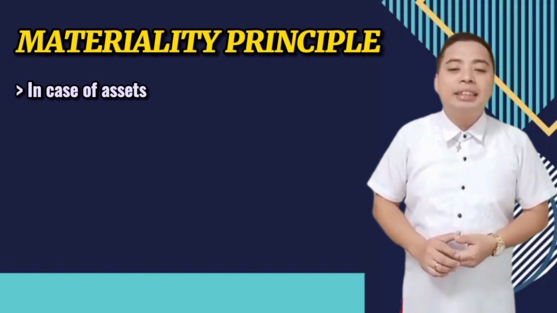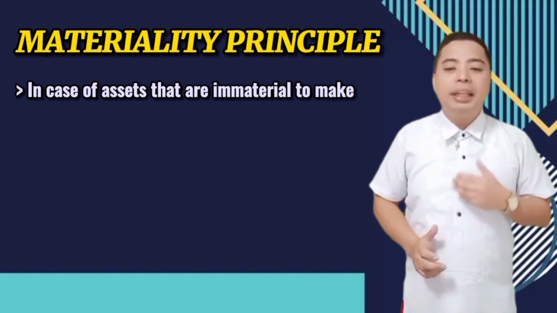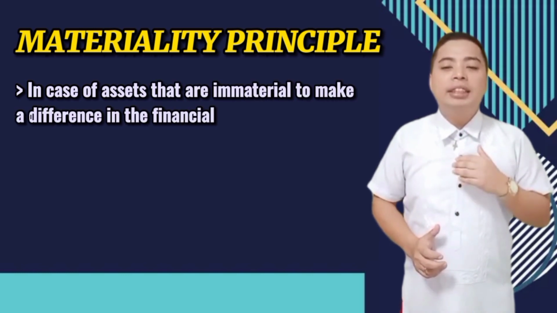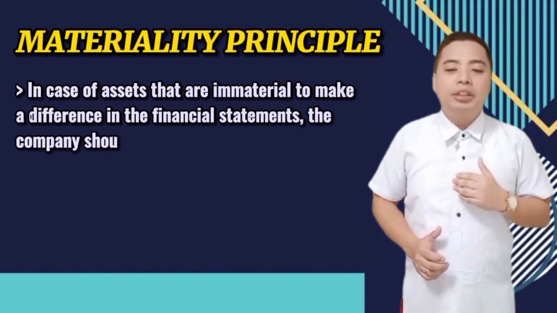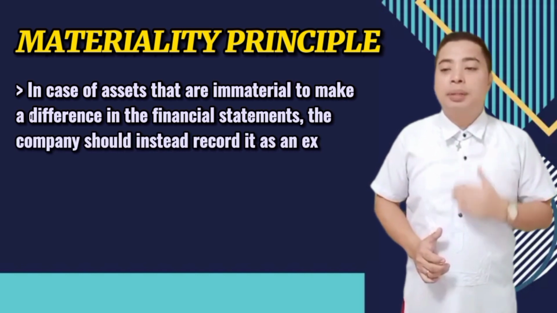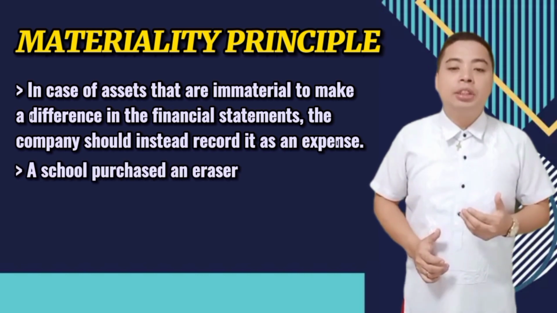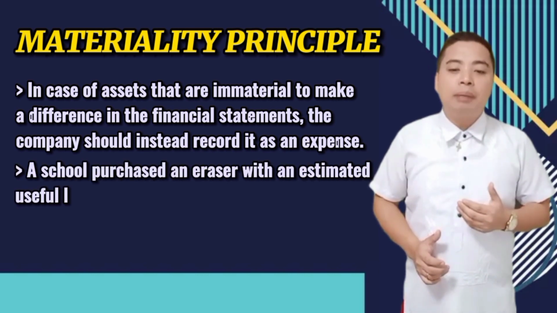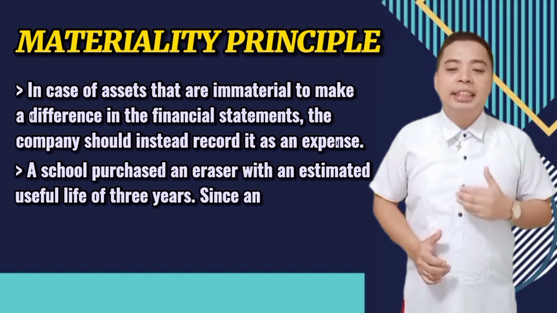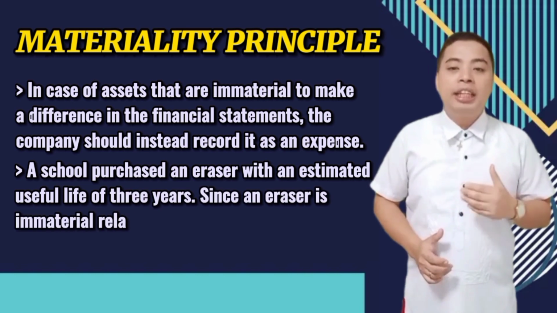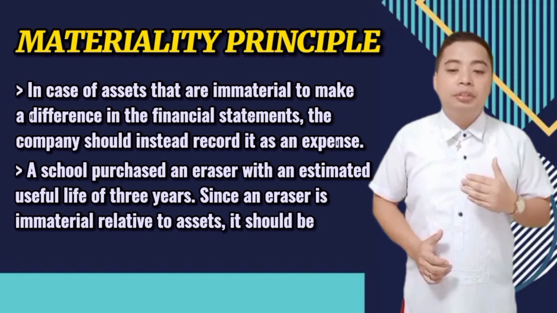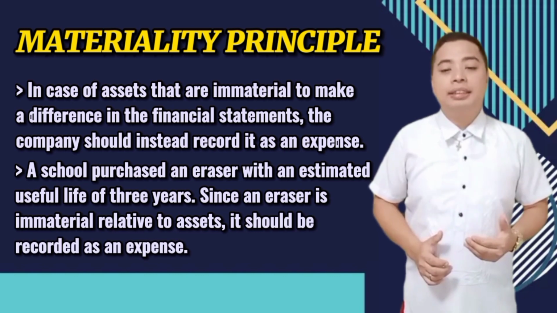In case of assets that are immaterial to make a difference in the financial statements, the company should instead record it as an expense. So here's the example. A school purchased an eraser with an estimated useful life of 3 years. Since an eraser is immaterial relative to assets, it should be recorded as an expense.